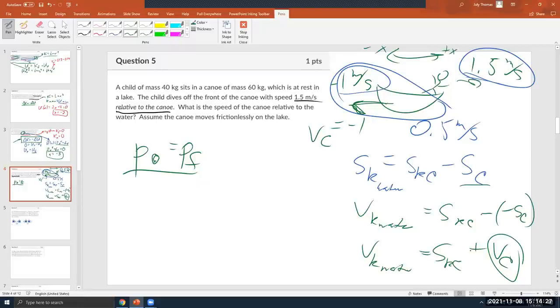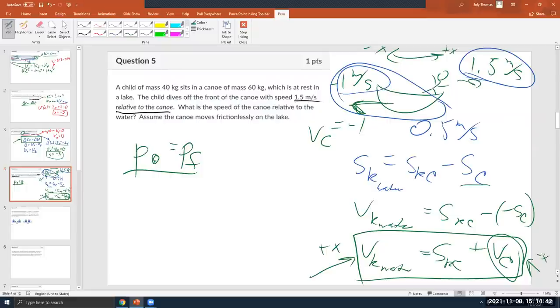This is how you could derive it if you needed to on the exam. But in general, this relationship will work so long as this right here is the one that's traveling in the positive x, and this right here is the one that's traveling in the negative x. And you can just plug in your givens and solve the problem from there.